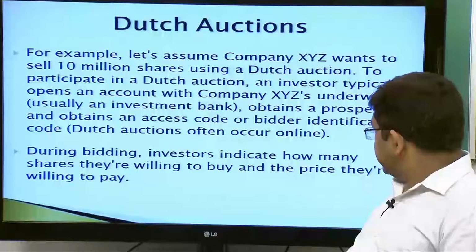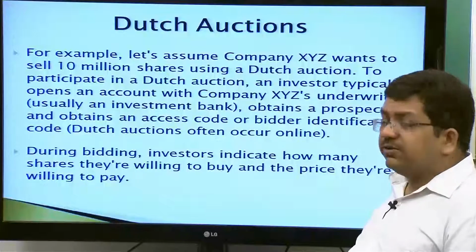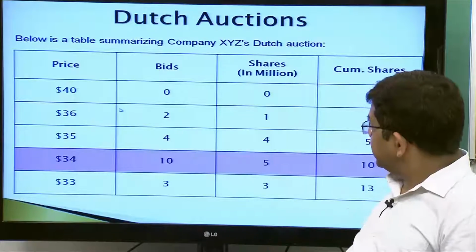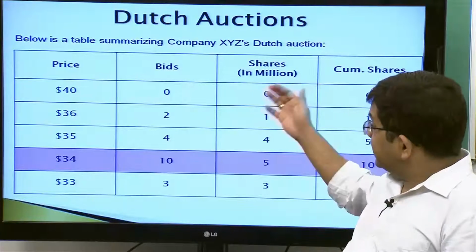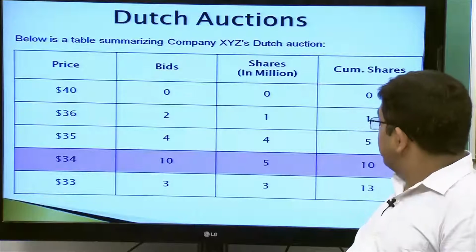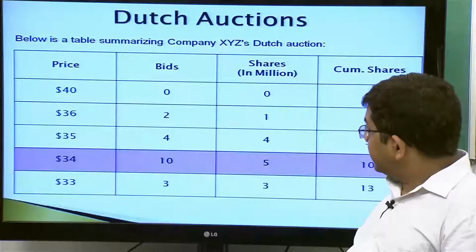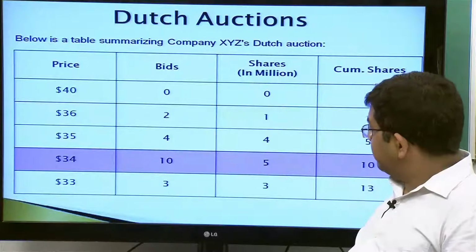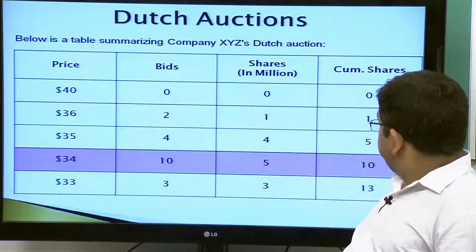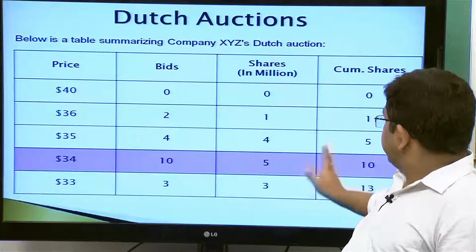During bidding, investors indicate how many shares they are willing to buy and the price they are willing to pay. Now, in this example of 10 million shares, you will see that the bidding starts at a $40 price bid, and at that price point there is no bidder who is ready to buy at $40. On the next level, which is $36, you will find that two bids come in, with the total shares that these bids are ready to buy being 1 million.